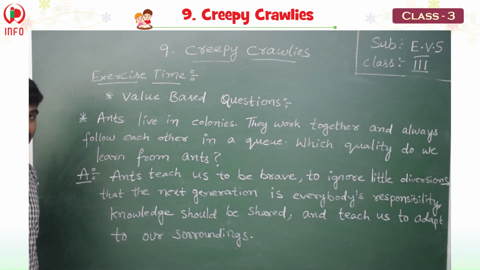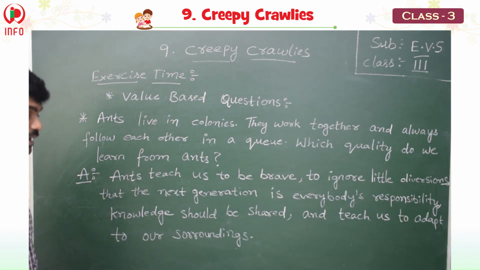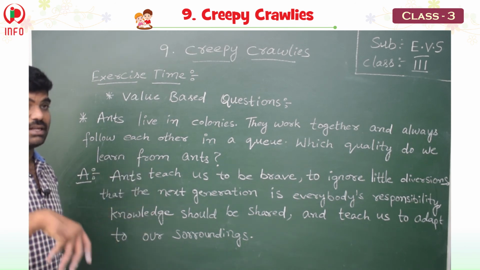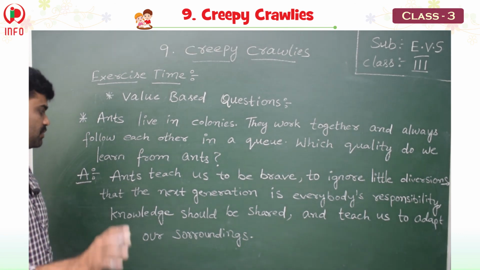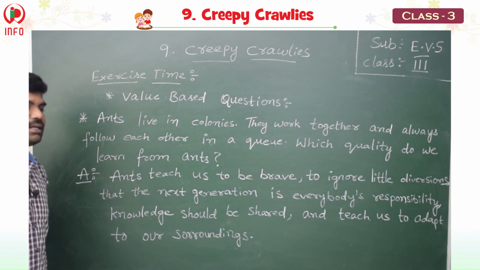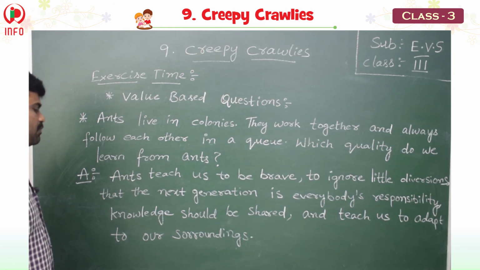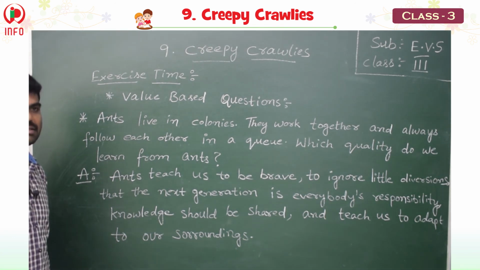Knowledge should be shared. So knowledge we have to share, and ants teach us to adapt to our surroundings. Adapt means habituate to the surroundings, whether it is hot, cold, whatever the situation might be, we have to adapt. So ants teach us to be brave, to ignore little diversions, that the next generation is everybody's responsibility, knowledge should be shared, and to adapt to our surroundings.